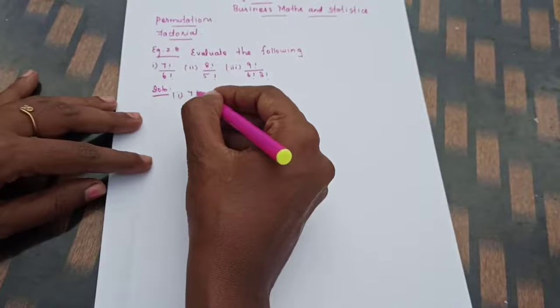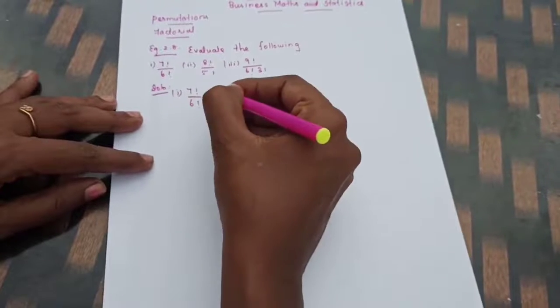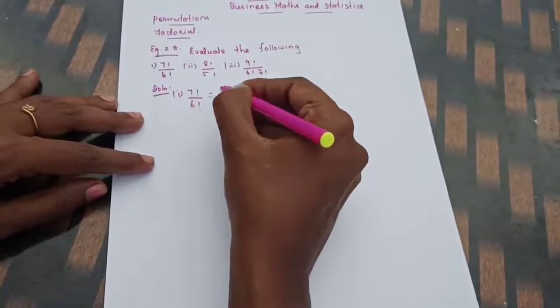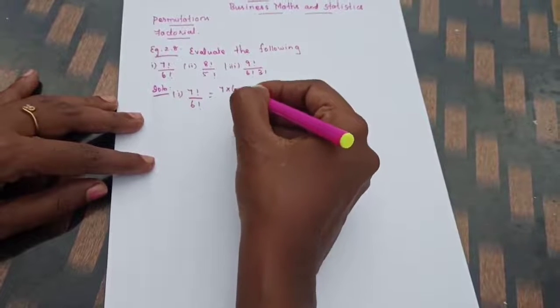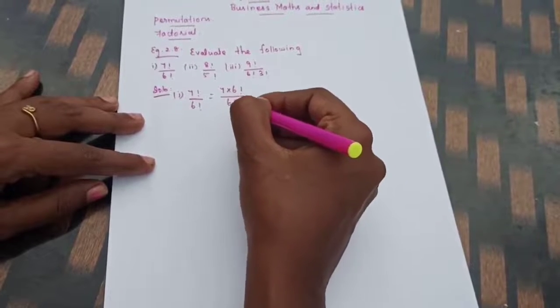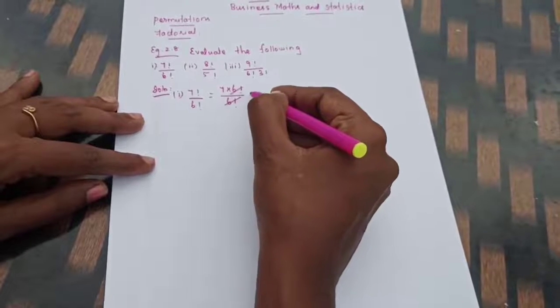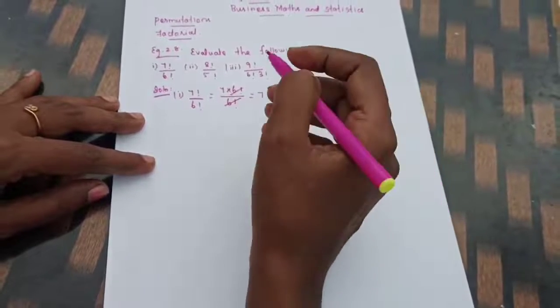First one, 7 factorial divided by 6 factorial. How will you write 7 factorial in the form of 6 factorial? 7 into 6 factorial divided by 6 factorial. This and this will get cancelled. The answer is 7.